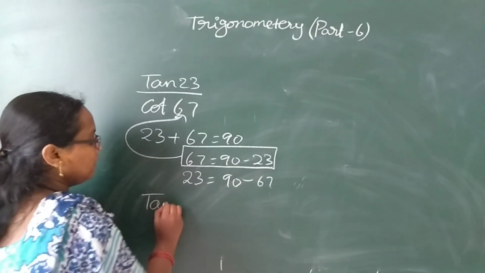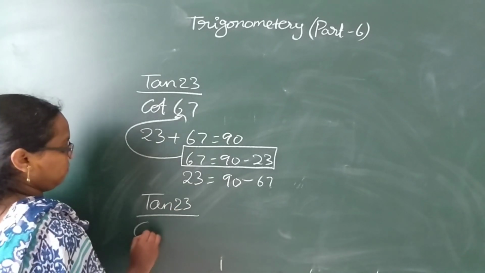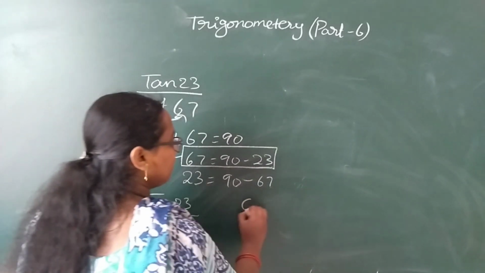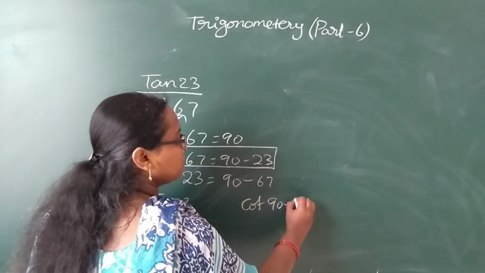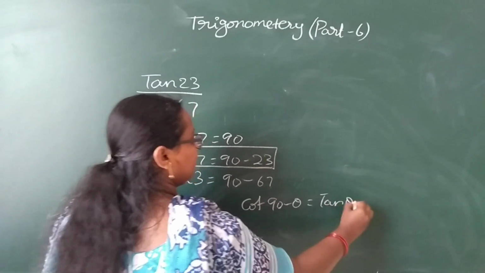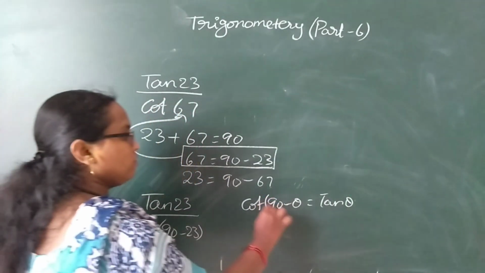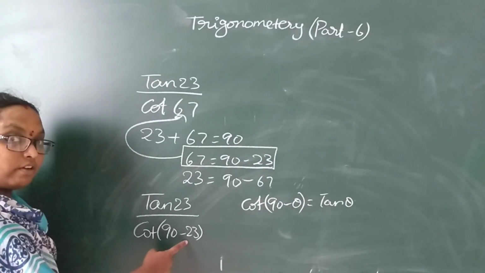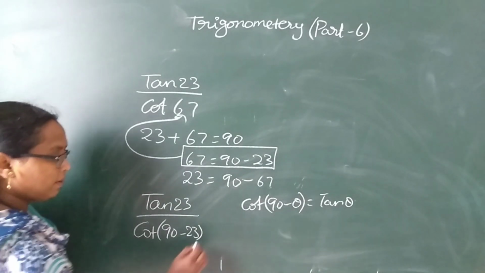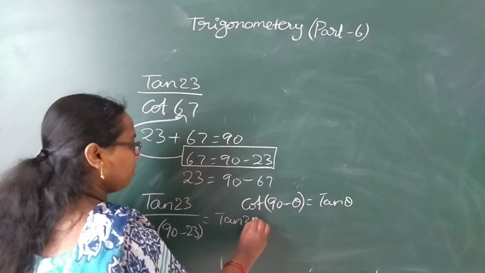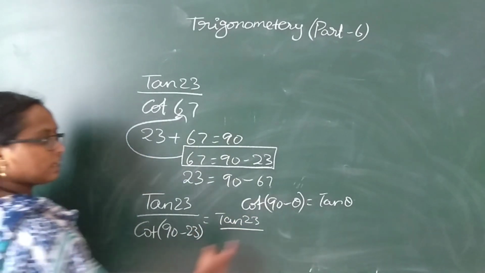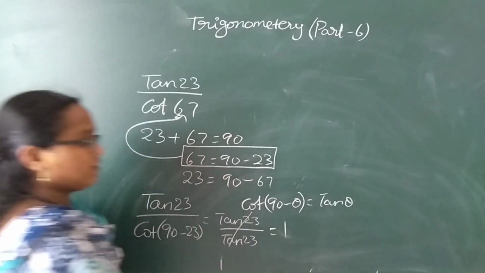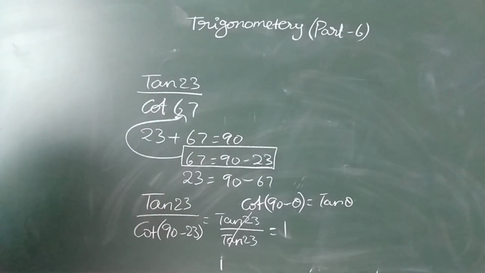So if I replace, tan 23 by cot 90 minus 23. We just now learned that cot 90 minus theta is how much? Tan theta. Then same formula, right? In the place of theta, 23 is there. So it becomes tan 23 by tan 23, since cot 90 minus theta is tan theta. These both will get cancelled, we get 1. So now it has got simplified, like this.